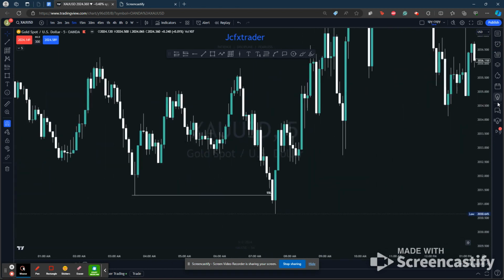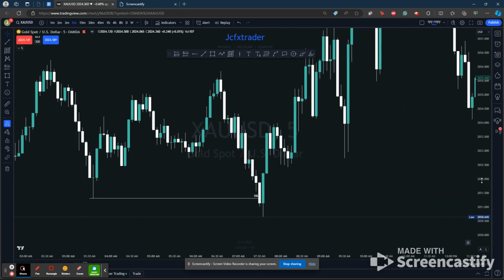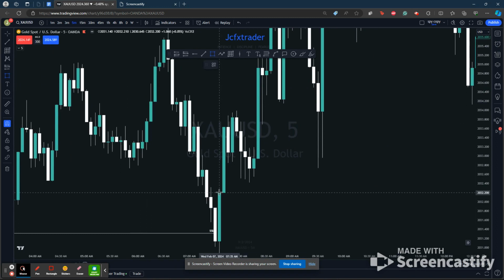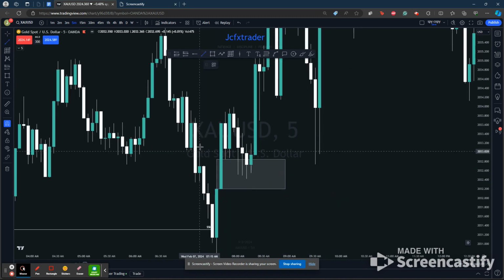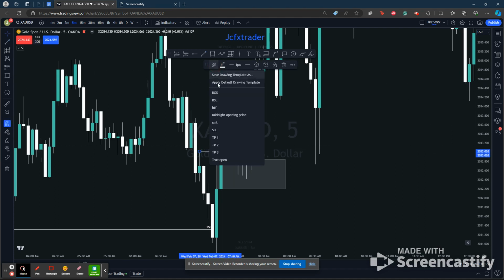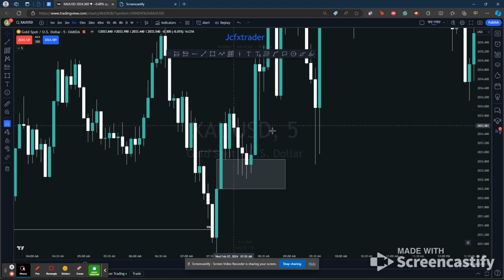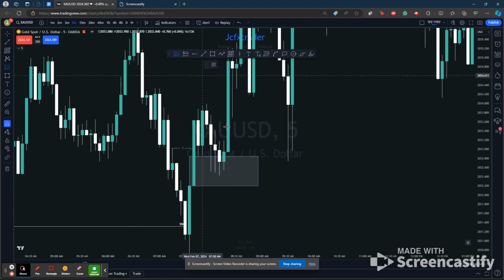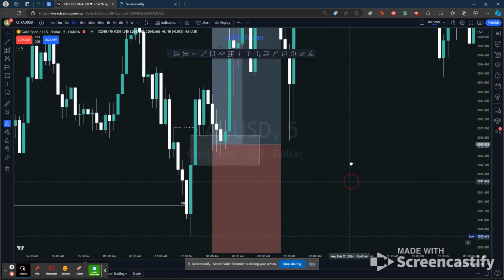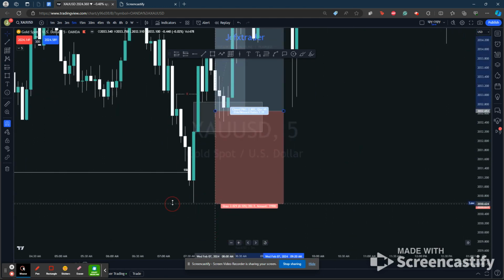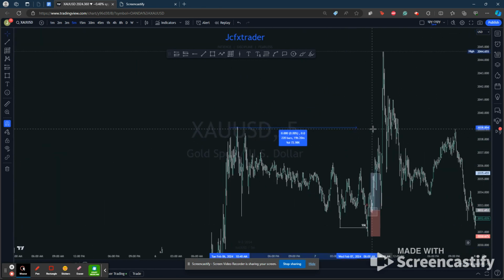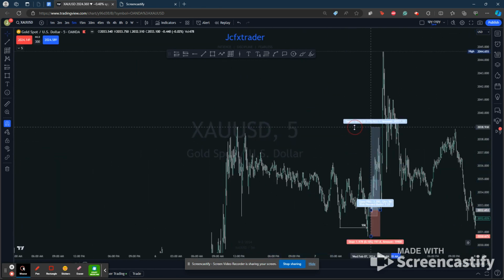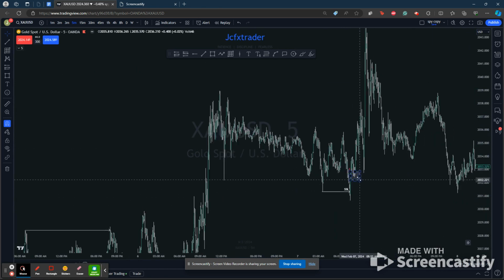So we come down, we sweep this, and guess what? We get a fair value gap, and then we also get a nice break of structure because it closed up. So we would enter our trade in a buy because we know price is higher. Stop right below the low, and we would target the external draw on liquidity. And that would be a perfect trade.